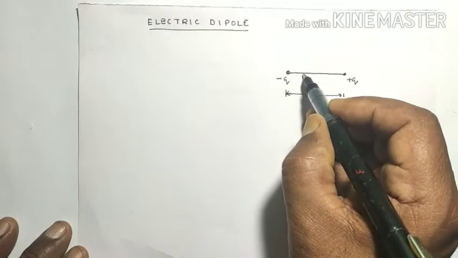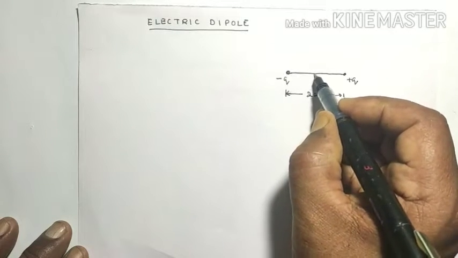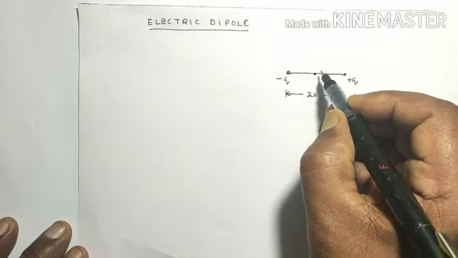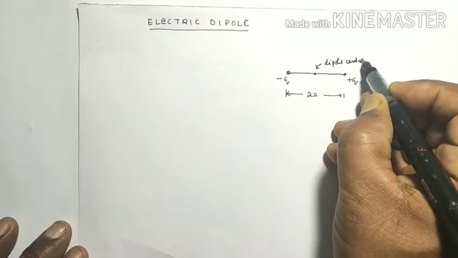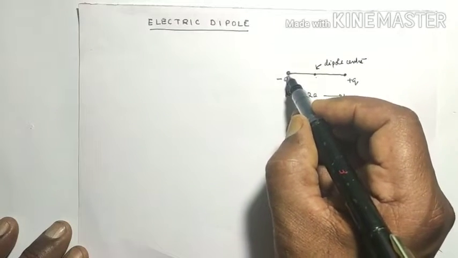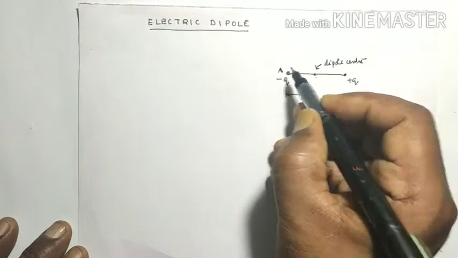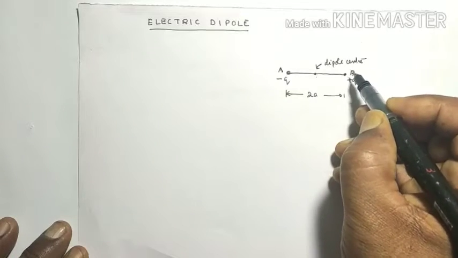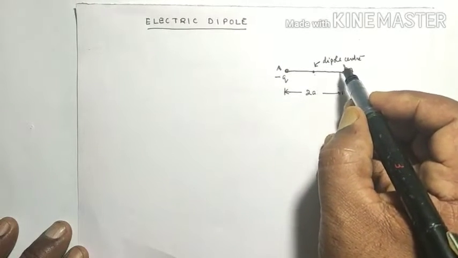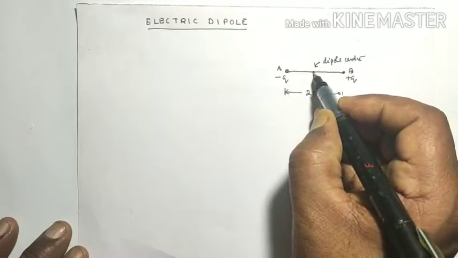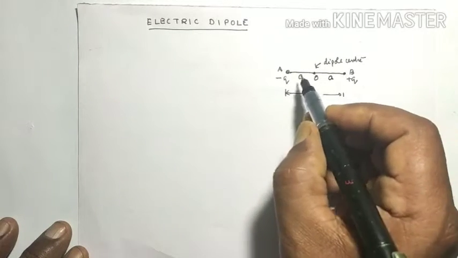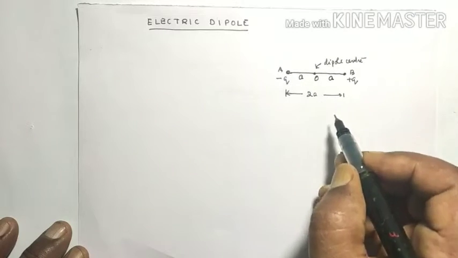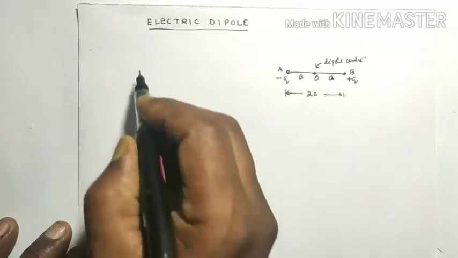The midpoint of these two charges is called dipole center. Suppose minus q is placed at A, plus q is placed at B, and dipole center is O. So OA is small a, OB is also small a. So 2a is the dipole length.